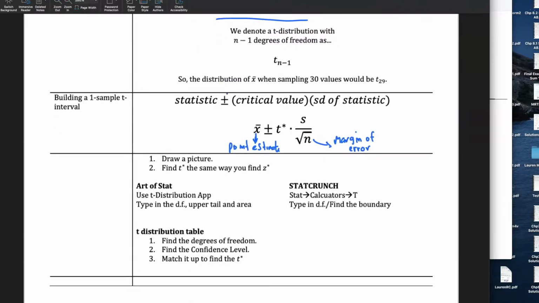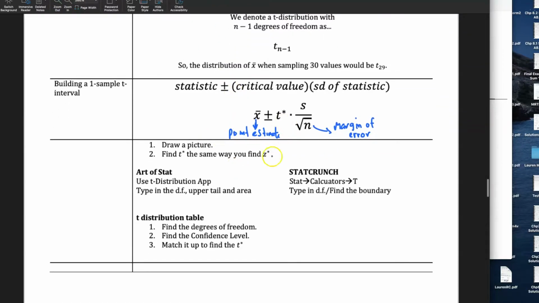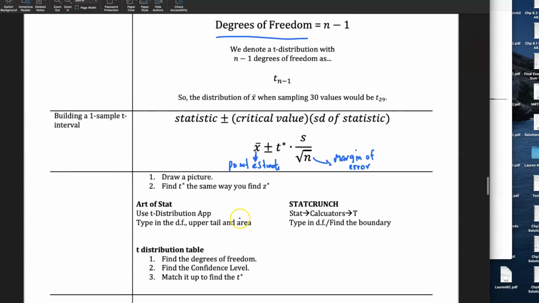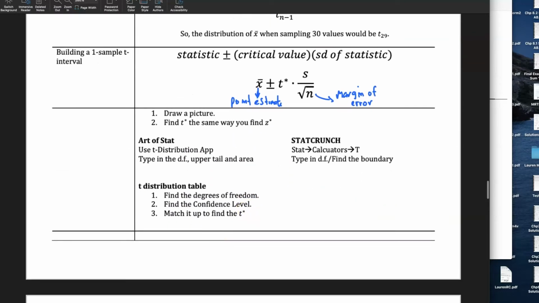And so we'll walk through an example. The next piece is going to be finding a critical t value using ArtiStat or StatCrunch, or there's even a t-distribution table to calculate confidence intervals.